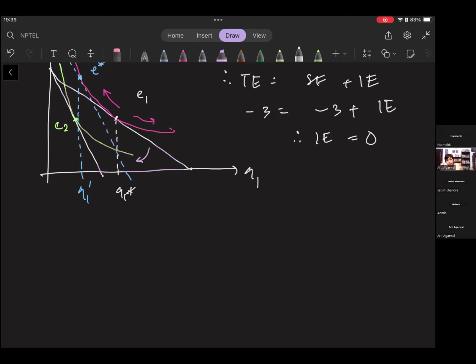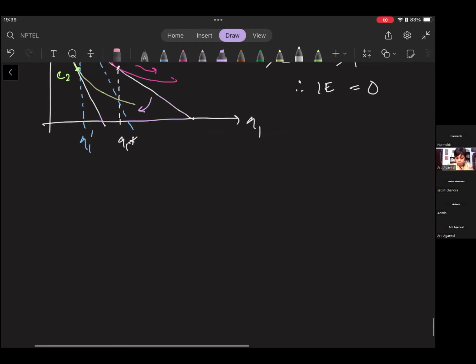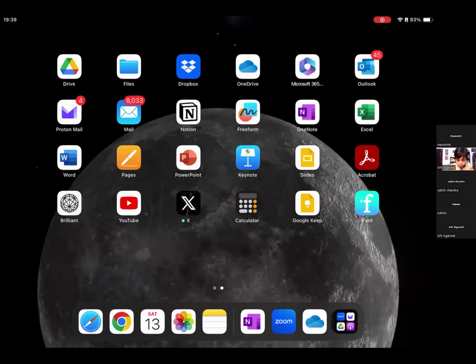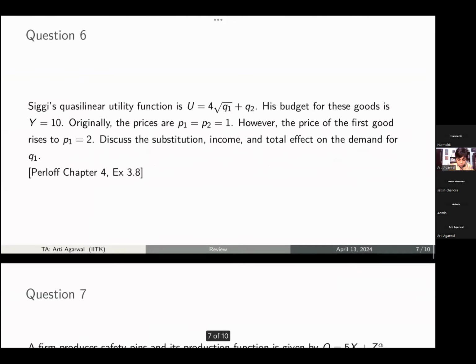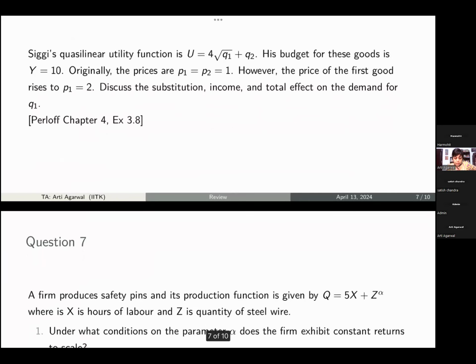Okay, so I will be uploading this video again. If you have any confusion, you can go back and look at it again. But I hope you have understood it, just for your sake, if nothing else. So that is what it asks. It asks for substitution, income and total effect, and this is how you approach it.